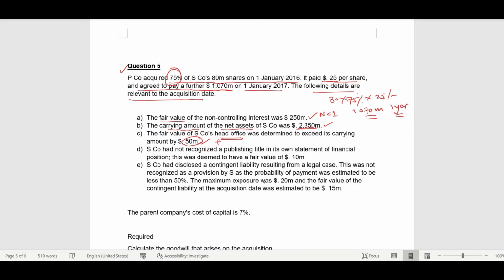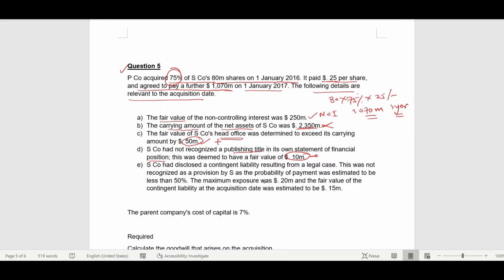S company had not recognized a publishing title in its own statement of financial position. This was deemed to have a fair value of 10 million. So the carrying value of the net assets, 2.350 million, doesn't include this 10 million value of the publishing title. Therefore, when you calculate the fair value of the identifiable net assets, you need to add it back.